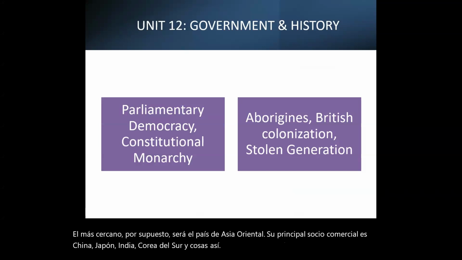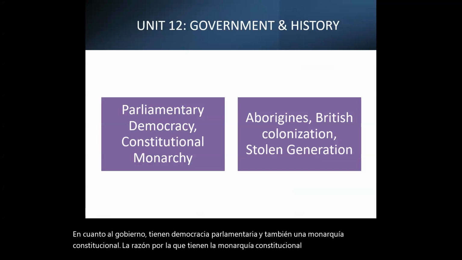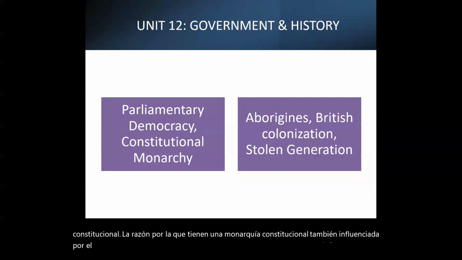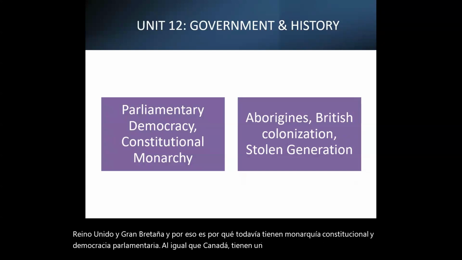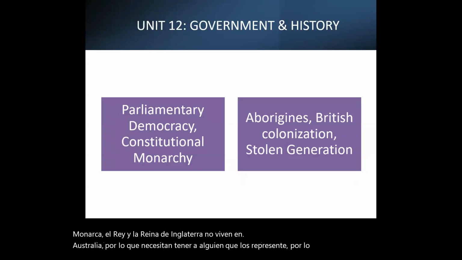When it comes to government, they have a parliamentary democracy and also a constitutional monarchy. The reason they have a constitutional monarchy as well is influence from the United Kingdom, Britain. Because of that, they still have constitutional monarchy and parliamentary democracy, same as Canada. They have a governor general because the monarch, the king and queen of England, do not live in Australia. So they need somebody that represents them. So they have a governor general that represents the monarch.